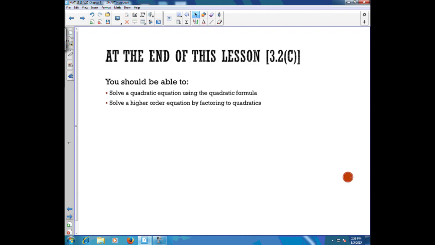So, at the end of this lesson, you should be able to solve a quadratic equation using the quadratic formula. You should be able to solve a higher order equation by factoring it down to quadratic.